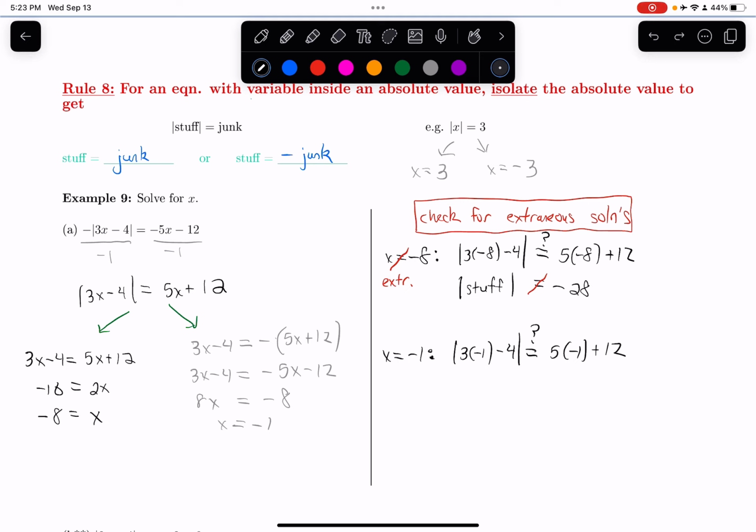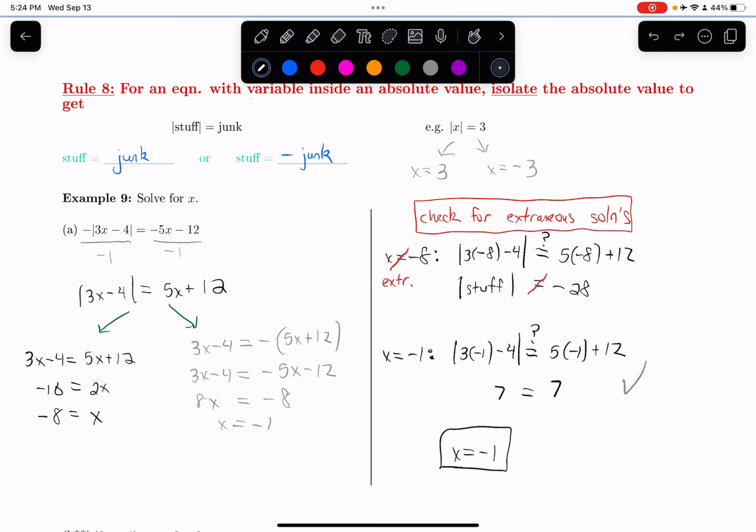And then when I take the absolute value, that turns into a positive 7. And on the right side, negative 5 plus 12, well, that's 7. Okay, so both of the sides are equal. So I'll put a check mark here. This one did work. Okay, so overall for this problem, there's just one answer. It's just x equals negative 1. The other answer was extraneous. So anytime I do have an answer that's extraneous, I definitely need to indicate that like I did here.